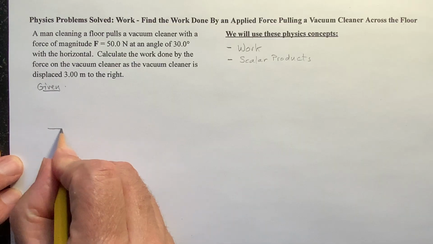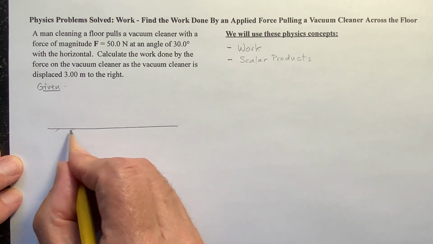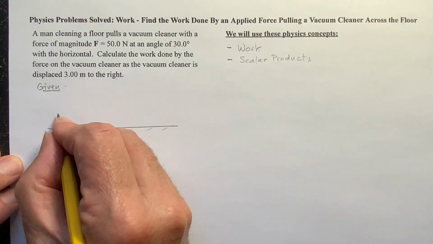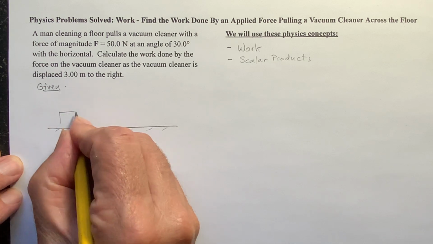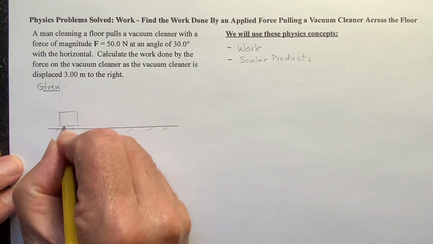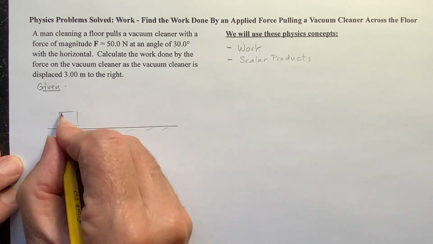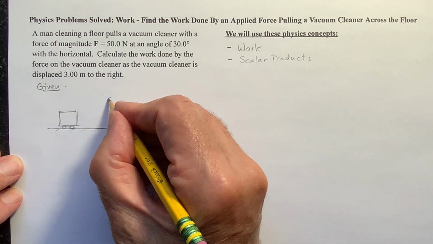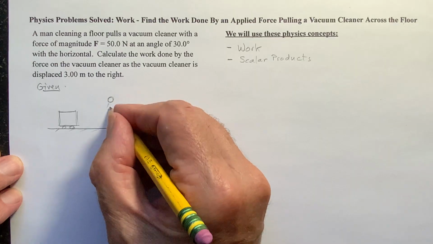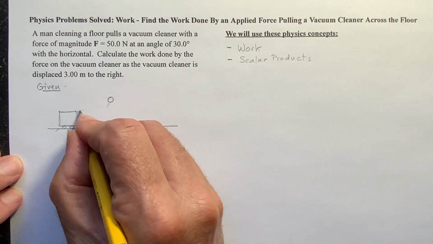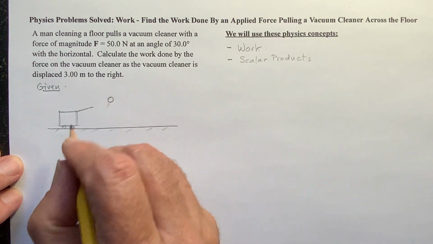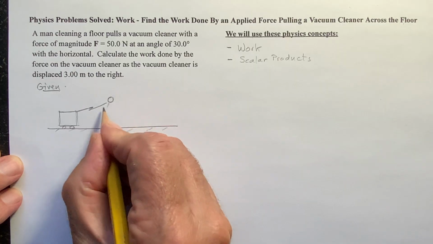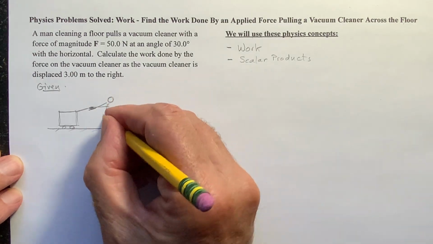So we have this horizontal floor, and we've got this vacuum cleaner. I'm going to draw it like it's a shop vac or something. It's got wheels on it. There's no friction in this problem. And we've got a man here, and he's pulling on it. Maybe there's a little handle or a rope on it or something, but he's pulling on it.